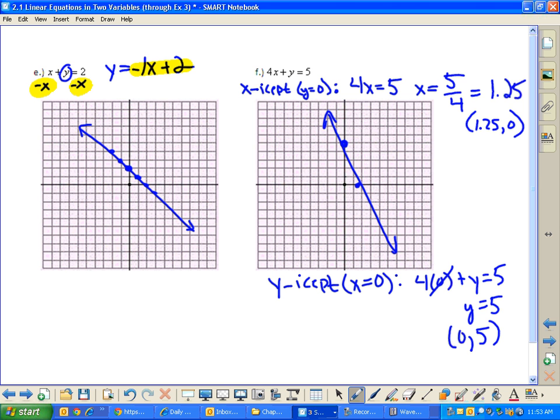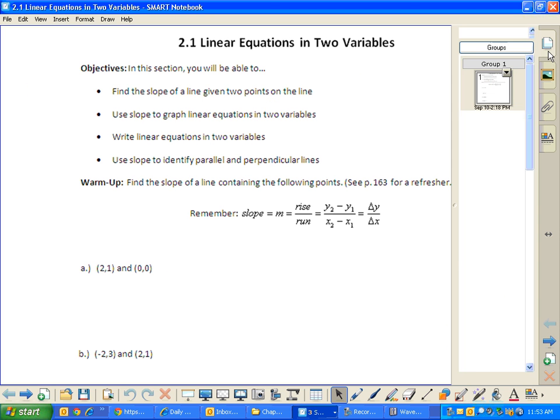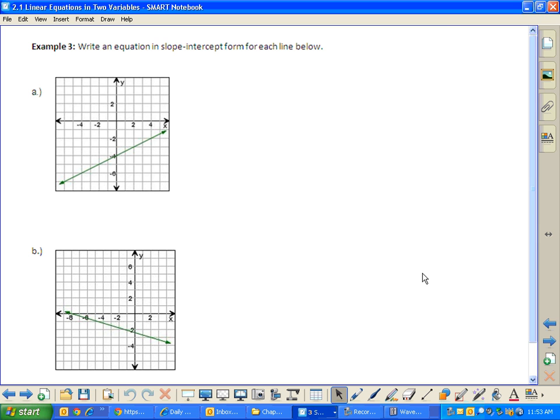Looks pretty good. You ready to go backwards? I think you are. You look ready. Let's do it. Last example of the day. And then tomorrow, we just kind of say, hey, what makes lines parallel? What makes lines perpendicular? Last example of the day is our example 3 here.